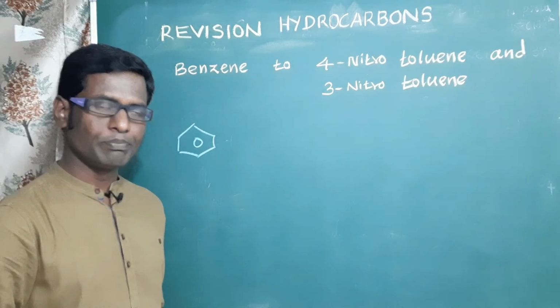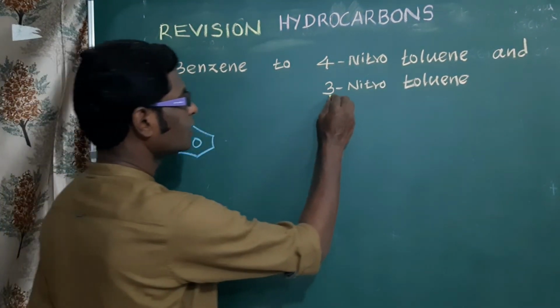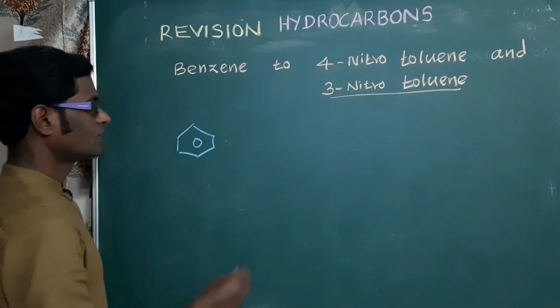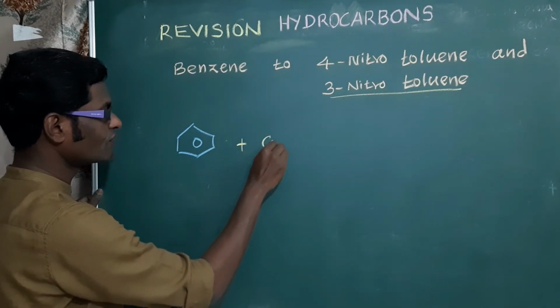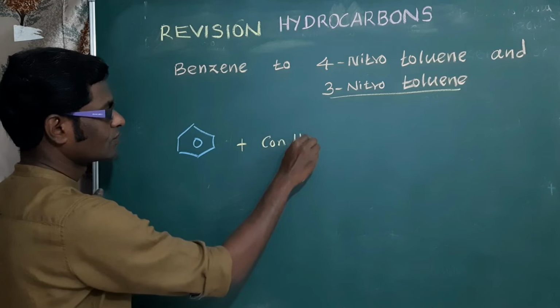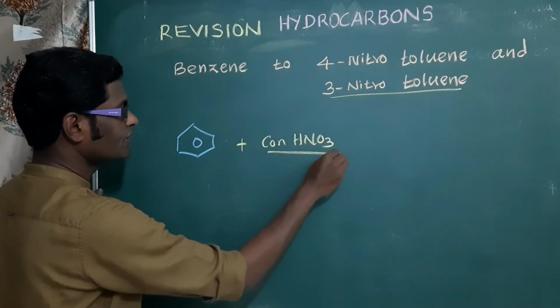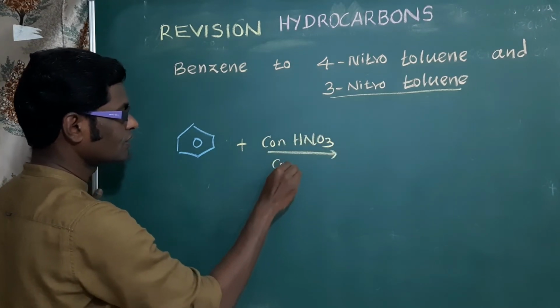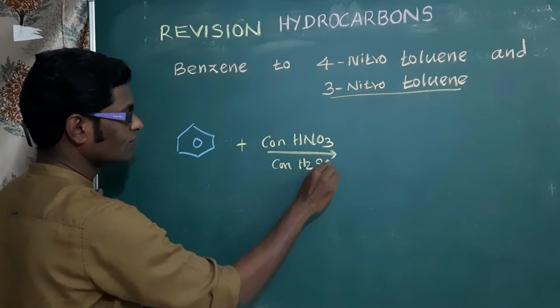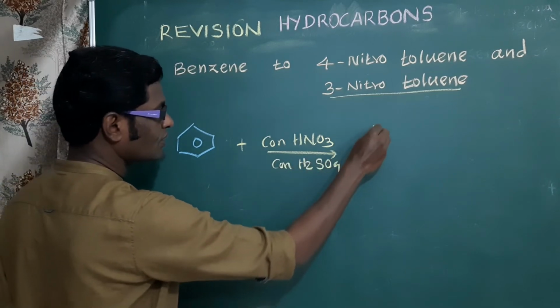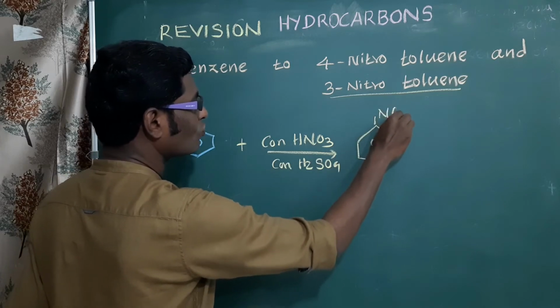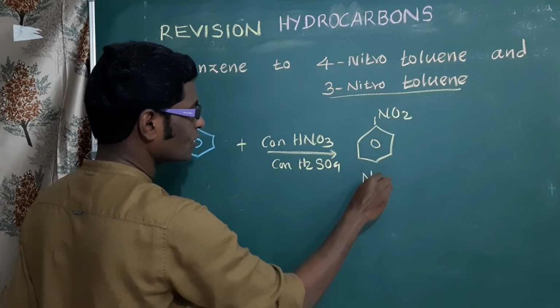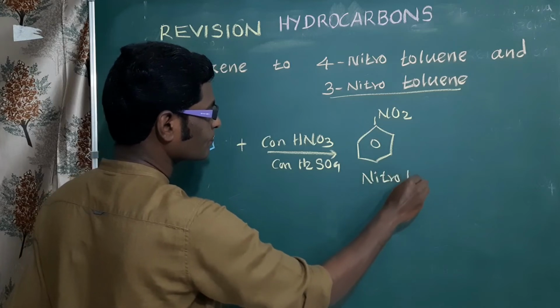Next conversion, benzene to 3-nitrotoluene. Nitro group is meta directing group. So benzene first involved in nitration. Mixture of concentrated nitric acid and concentrated sulfuric acid, they are collectively called nitrating mixture. They produce nitronium ion. Now benzene converted into nitrobenzene.